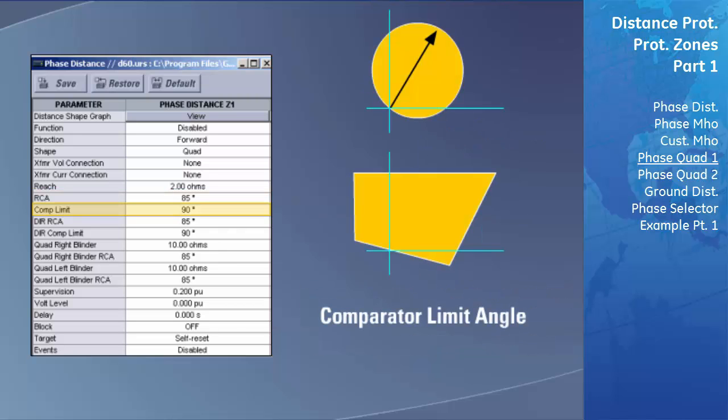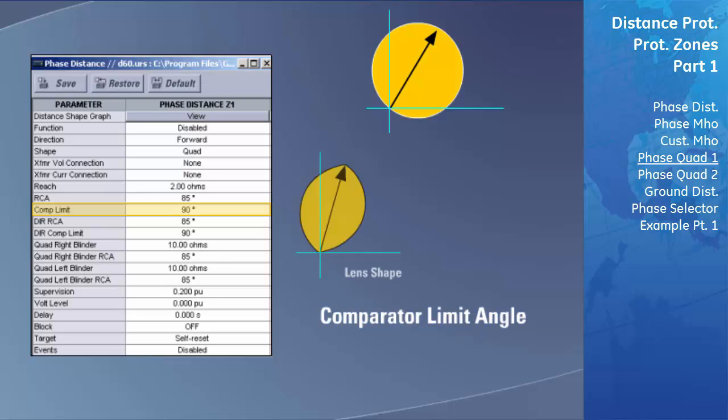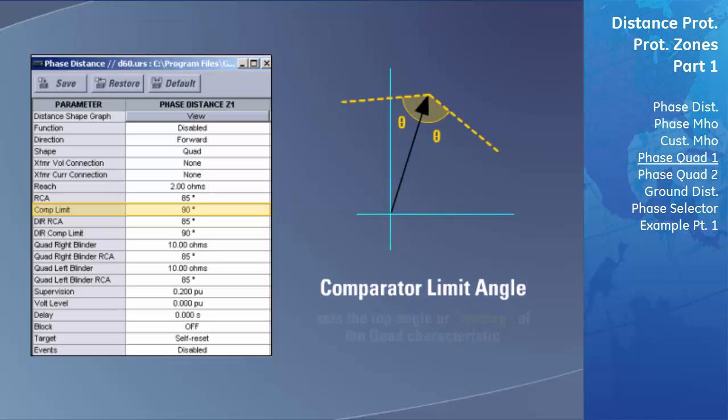The comparator limit angle setting is used differently in the quadrilateral characteristic than it is used in the Mho circle characteristic. For the Mho characteristic, the comparator limit angle was used to define the overall shape of the Mho circle. Changing this setting would result in the Mho circle being lens or tomato-shaped. For the quadrilateral characteristic, the comparator limit angle specifies the angle that the top of the quadrilateral zone will extend from each side of the reach, forming a symmetrical tent shape.